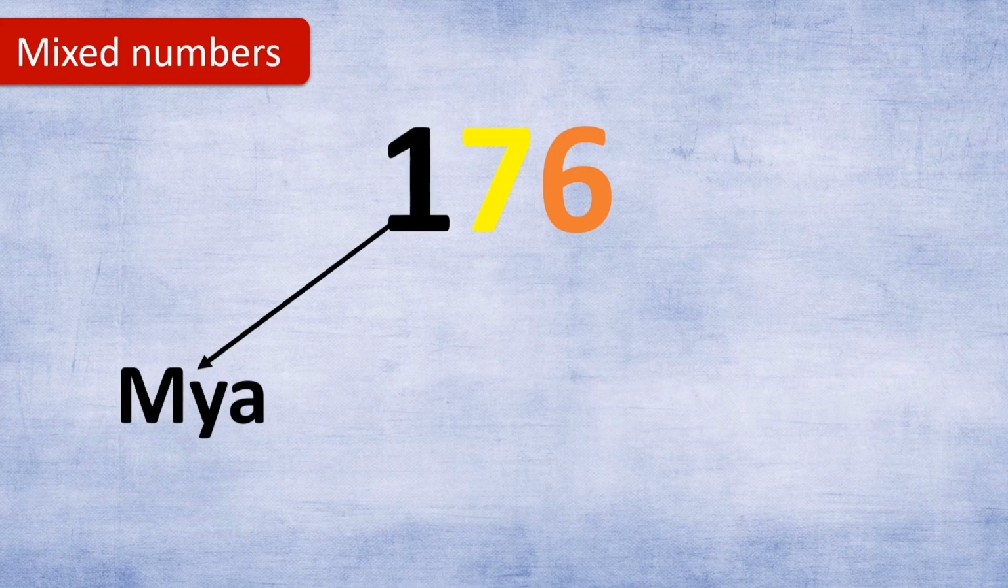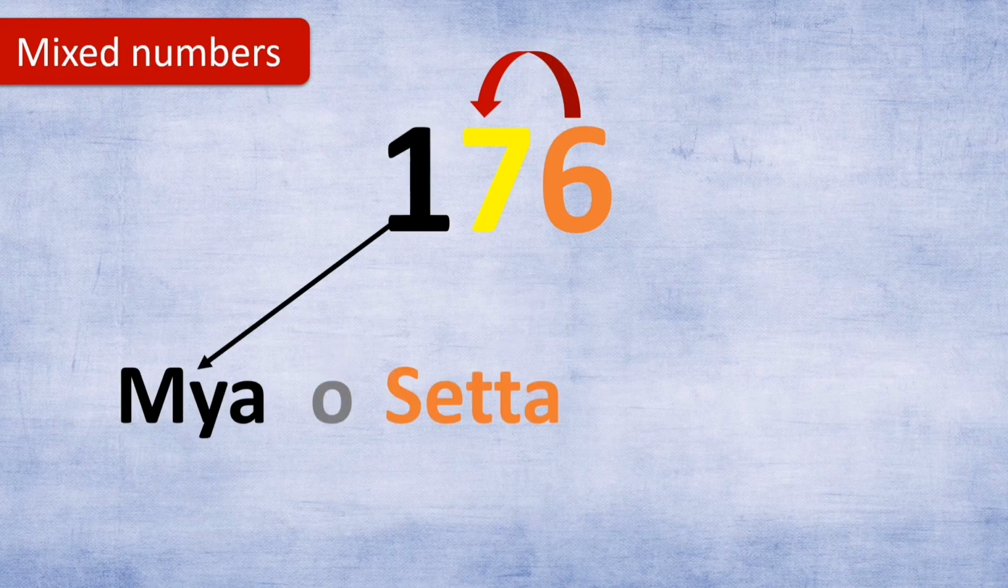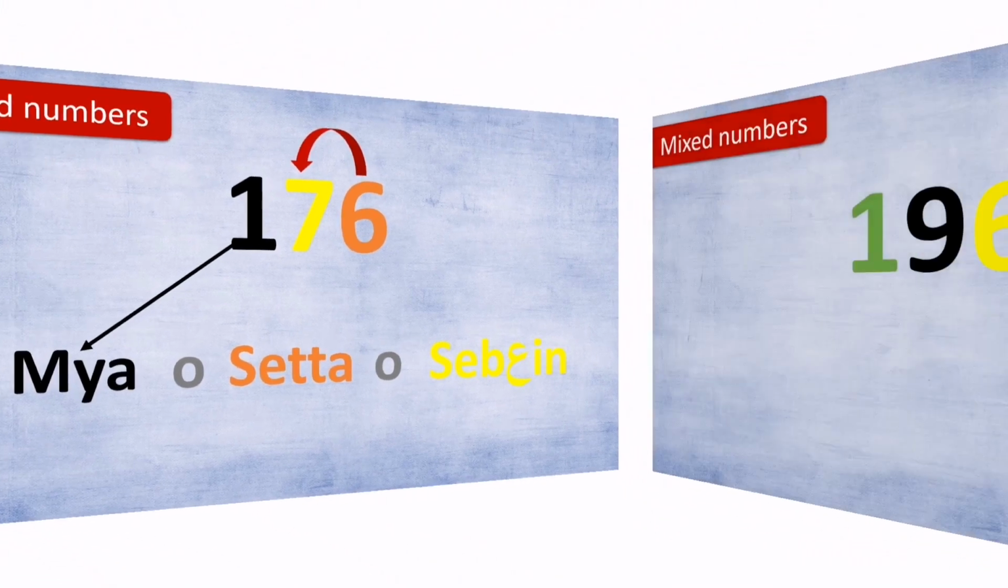Let's see now another example to understand this much better. The next number is 176. So we take the first number again, which is 100, and then we read the other two numbers from right to left. So we say O ستة O سبعين. Let's read it again. 176.